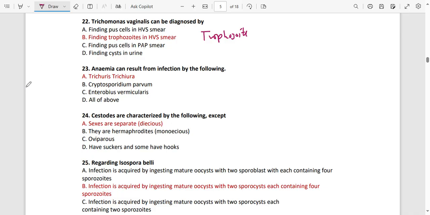23. Anemia can result from infection by the following. Oh, this one should use water. I think so, but Trichuris, especially in heavy infection, can lead to a lot of loss of blood when someone goes to the toilet. There is much loss, especially with heavy infection. So it can result in anemia. And besides, imagine it has affected, because this parasite resides in the large intestines. In the large intestines.